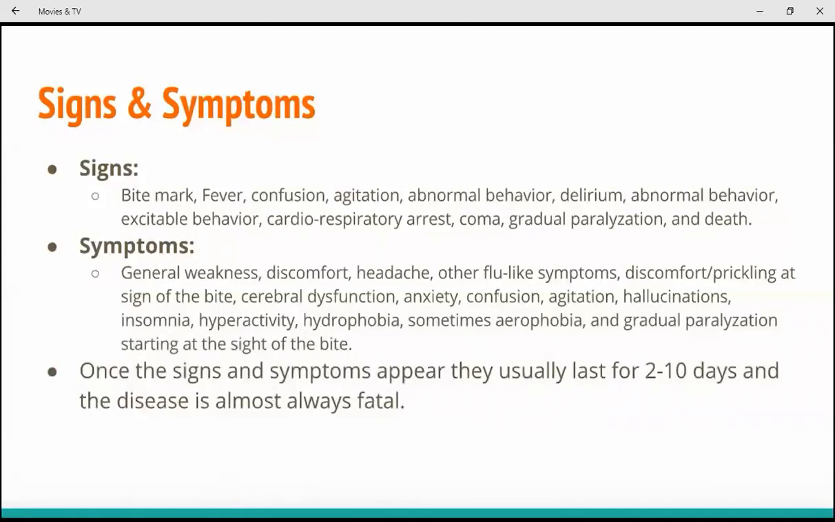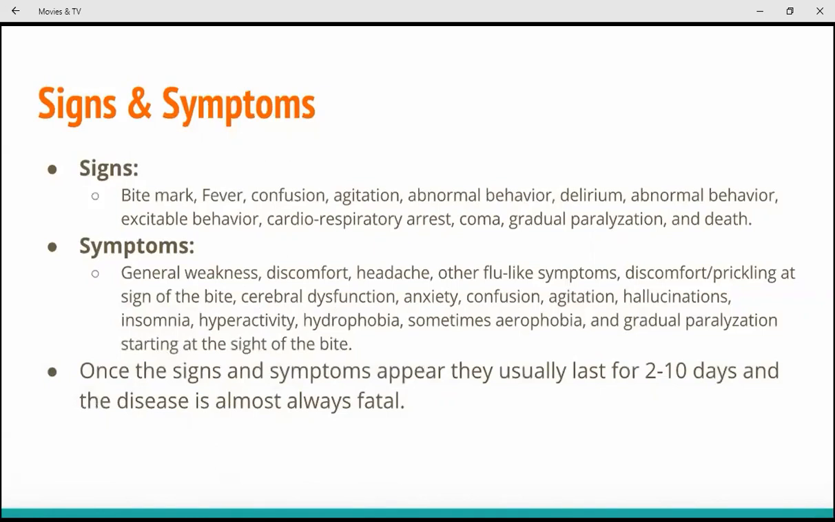According to the World Health Organization, there are 2 types of rabies that will result in different symptoms. The first type of rabies is furious rabies and is exactly how it sounds. Patients will exhibit signs of hyperactivity, excitable behavior, hydrophobia, and sometimes aerophobia. This type of rabies usually results in cardiorespiratory arrest, which causes death.